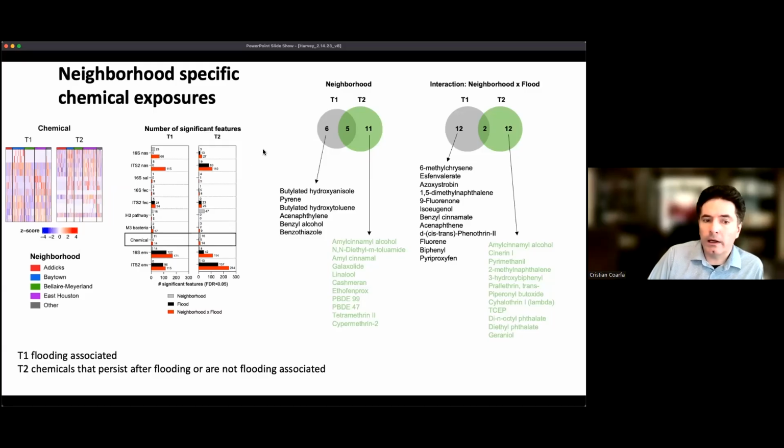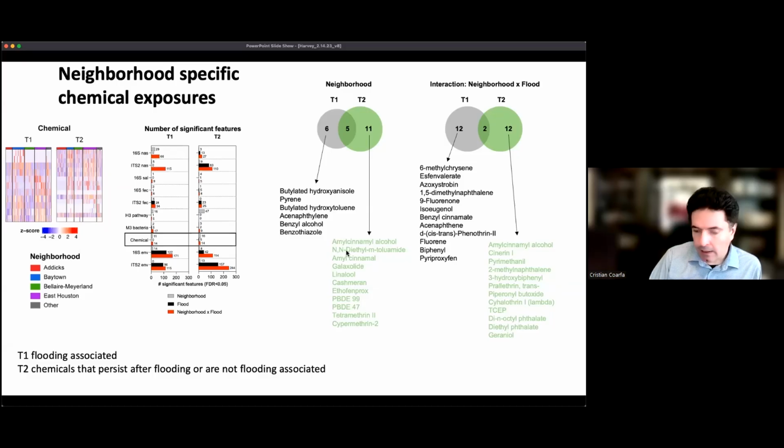And then we also took another perspective. So we try to say, are there features associated with neighborhood which are specific to only time one, immediately after flooding, versus those that can be detected almost 1 year later? So doing a simple Venn diagram, we first identify the chemicals which are neighborhood associated at time one, so mostly flooding, versus those that are associated at time two, which might persist after flooding or might not be flooding associated.